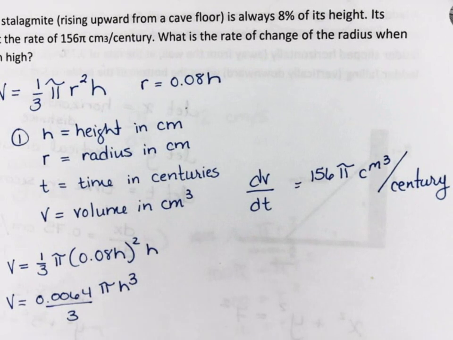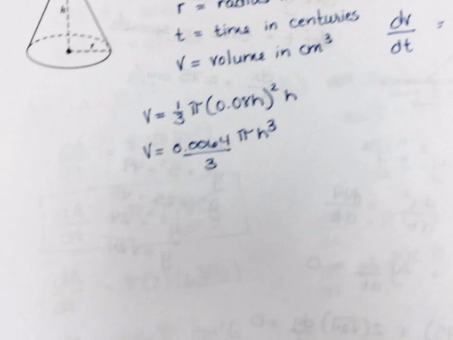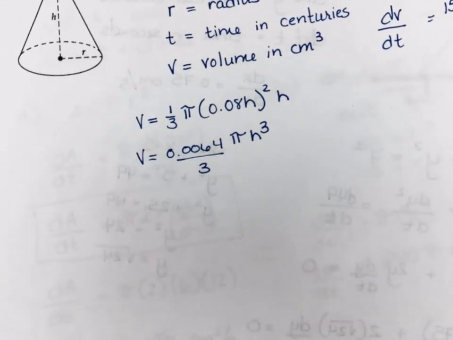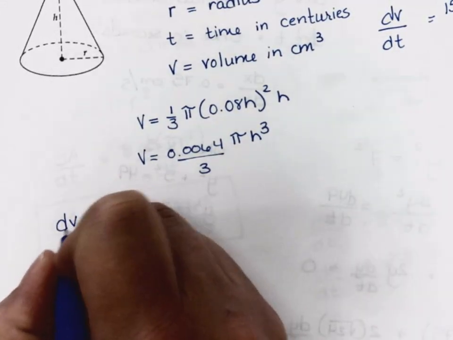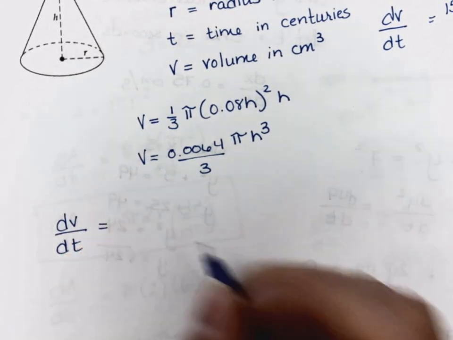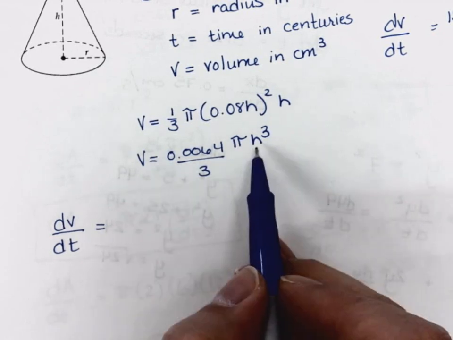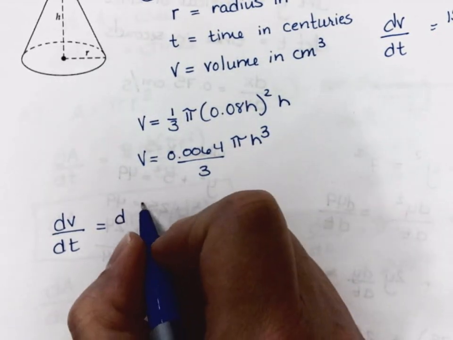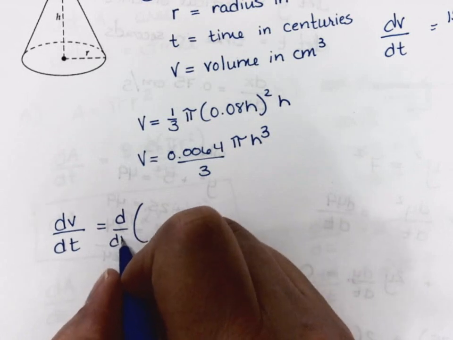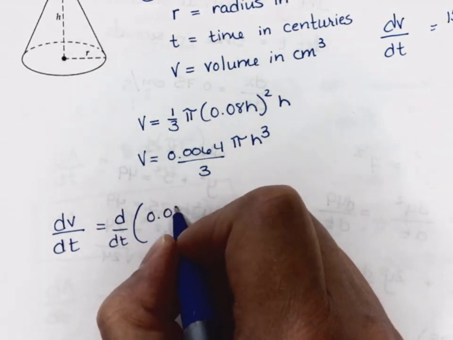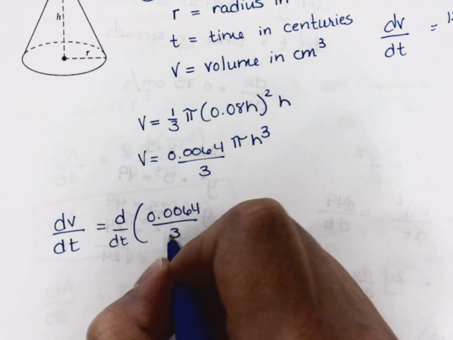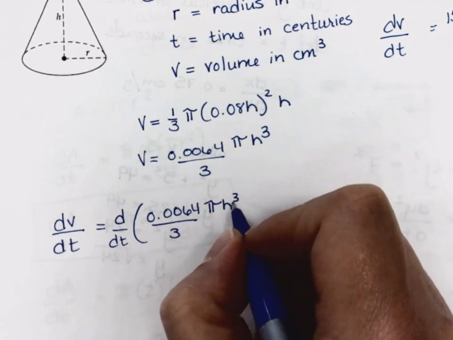Okay, so we did a whole bunch of math that we need. First thing we're going to do is differentiate volume. If we differentiate volume with respect to time, we're taking this equation and differentiating both sides of it. So we're going to take the derivative with respect to t of 0.0064 pi h cubed.